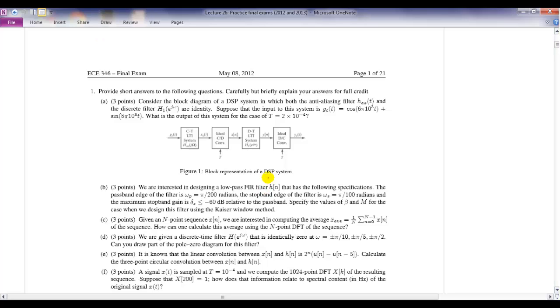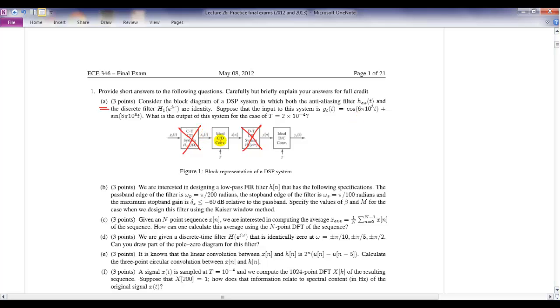Okay, I'll just try to do a few problems from our earlier coursework because you may have been a little rusty in that, and since the final is cumulative, it's important for you to know that. So the first problem is basically saying this is your DSP block diagram, and the anti-aliasing filter is identity, so it doesn't matter. And the discrete time filter is identity, so it doesn't matter. So all that this system is actually doing is sampling your input and then reconverting a signal. So what is the only thing that can happen in this kind of a setup?